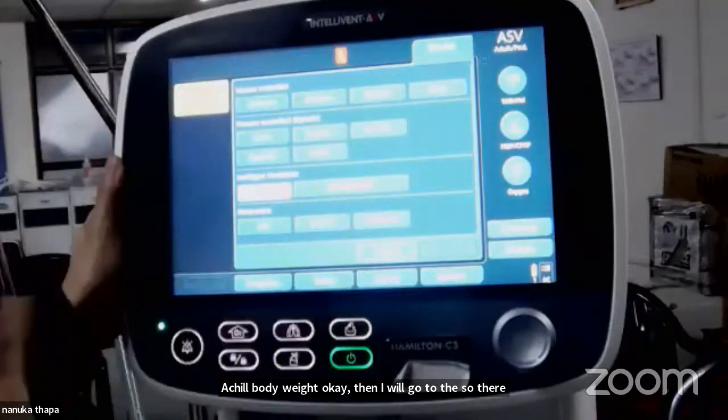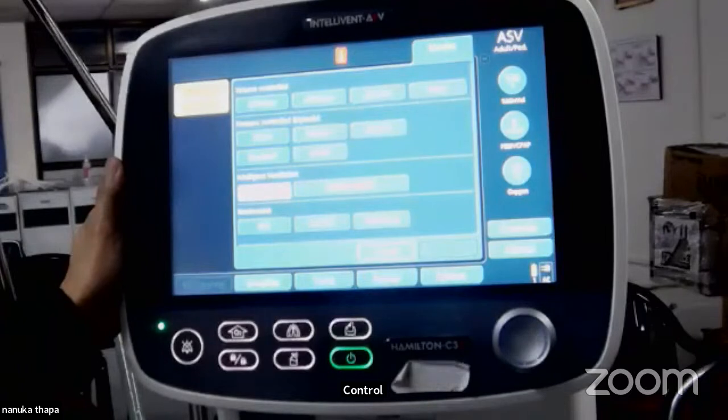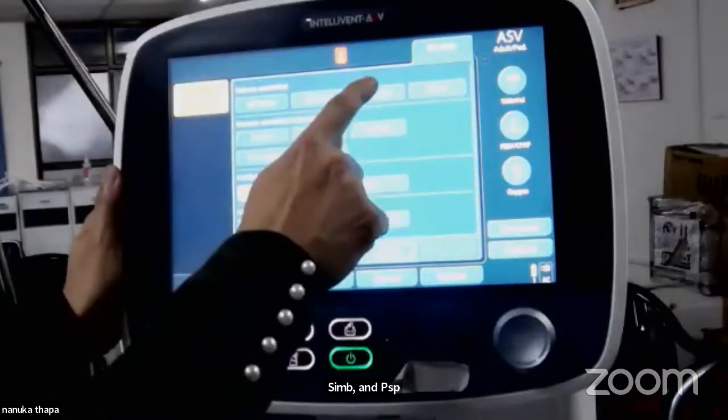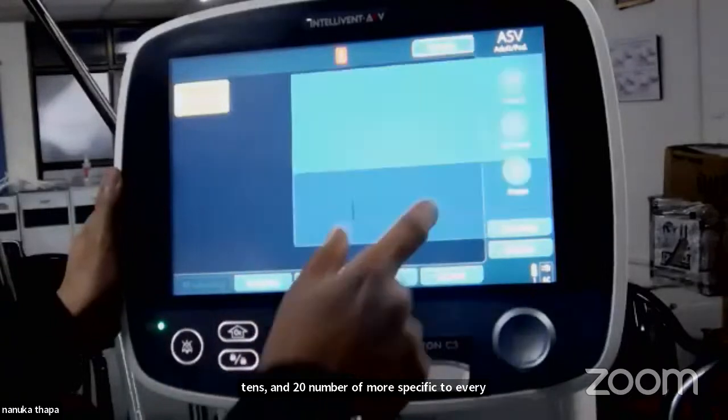Apart from that, there are various other modes, tens and twenty modes specific to every ventilator. But with just these 3 basic modes, we can manage all patients. Now we'll go to the most basic mode, that is controlled mandatory ventilation.